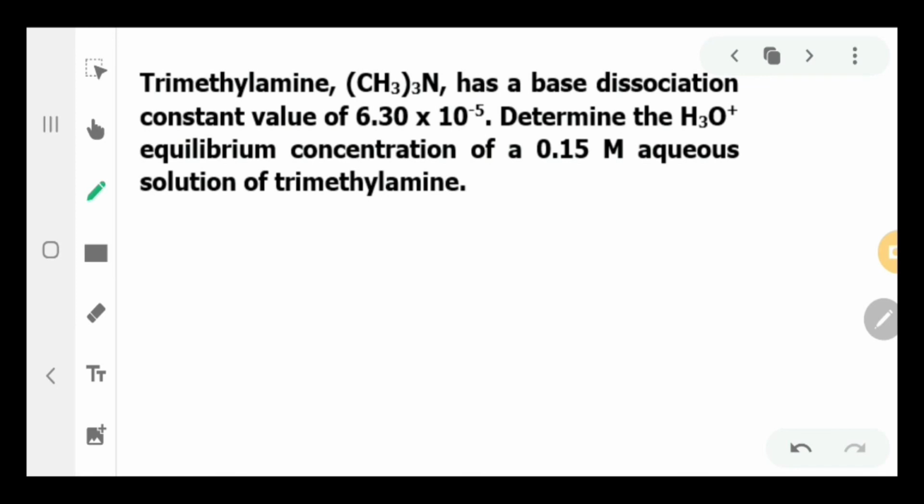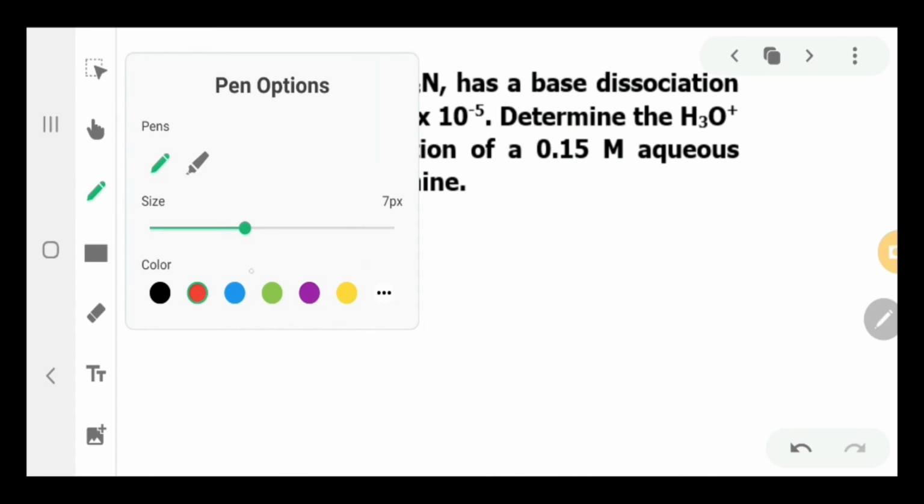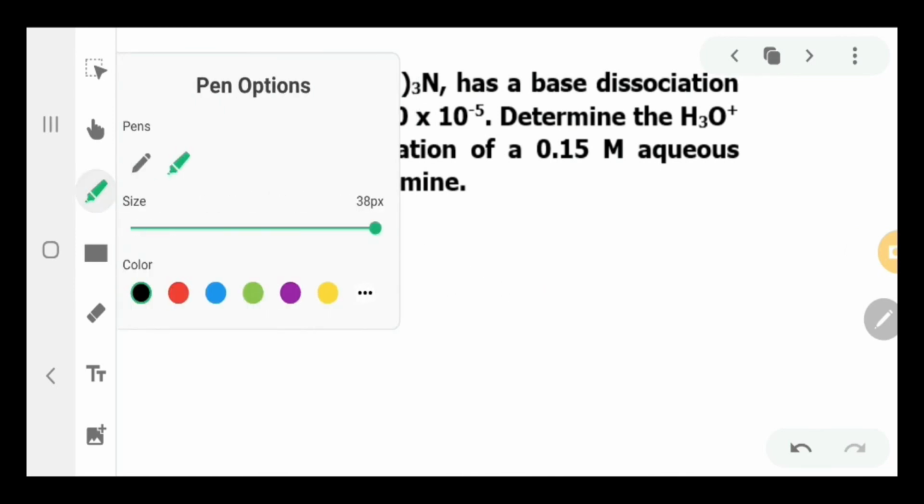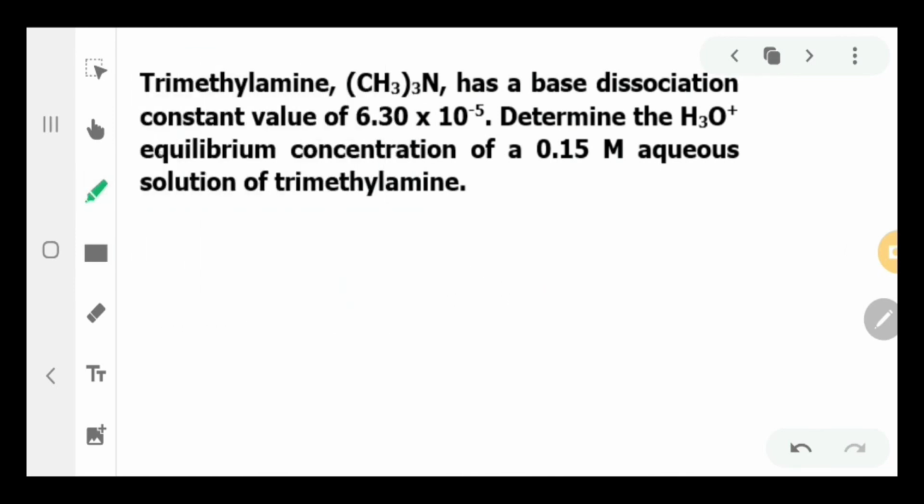Now let's have a look at the final one for this video. We have quite a long question over here, but it's not going to be that difficult. What we need to do now is determine the concentration of H3O plus at equilibrium. You have the word equilibrium right now. Okay, so you have the equilibrium concentration of H3O plus. How do we do that?